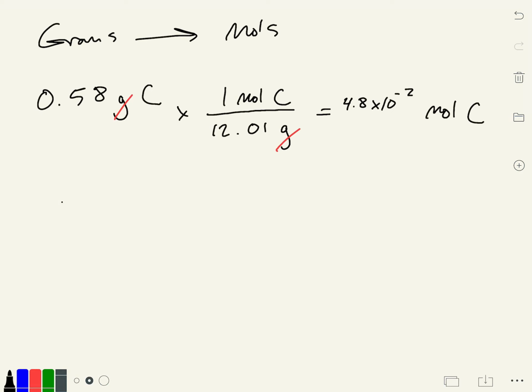You could start with moles and figure out how many grams there are, or you could take grams all the way to atoms. I encourage you to take 16.2 grams of aluminum and tell me how many atoms of aluminum that would be. The intermediate will be the moles of aluminum. So first figure out how many moles of aluminum there are, and then figure out how many atoms of aluminum.